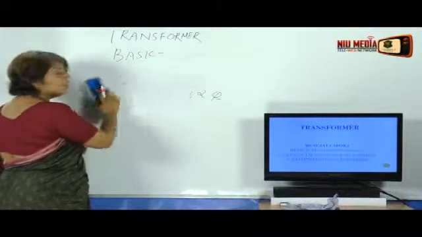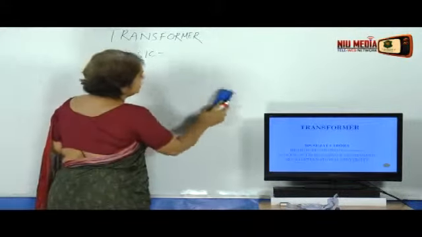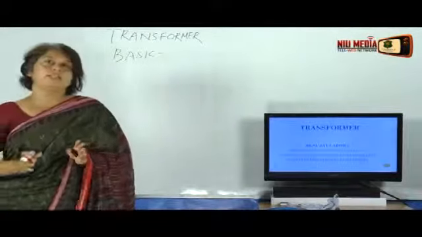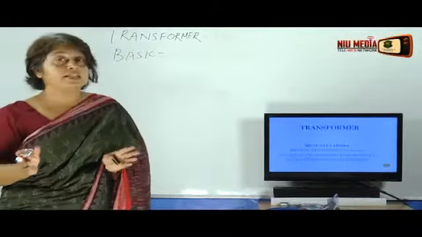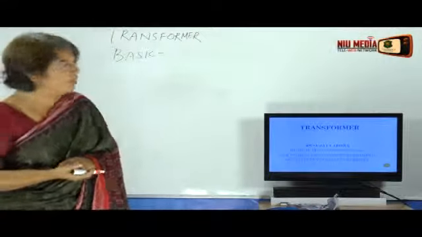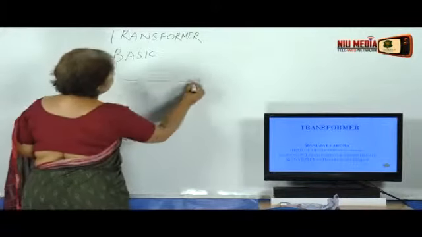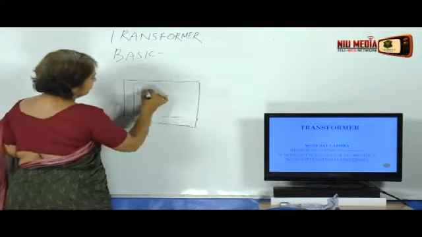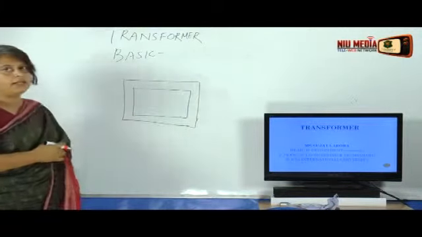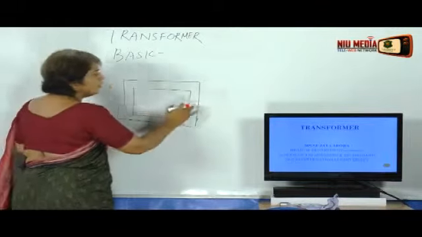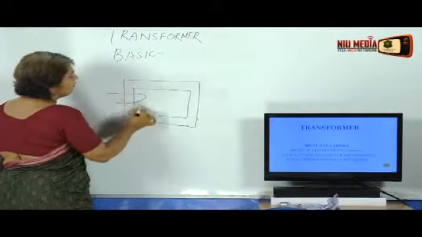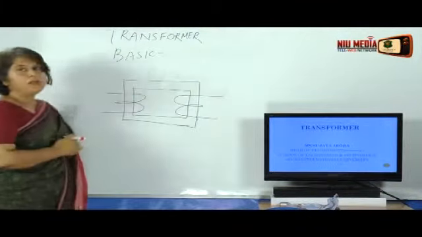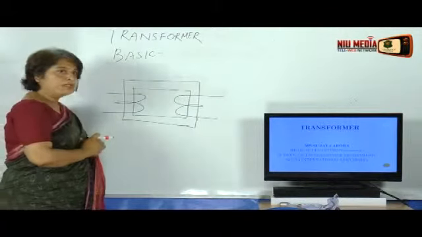Now, how does this Faraday's law give us the basic electrical device which changes the whole scenario of electricity transmission and distribution? Basically, a transformer has a former, and on both sides of this former we have coils.